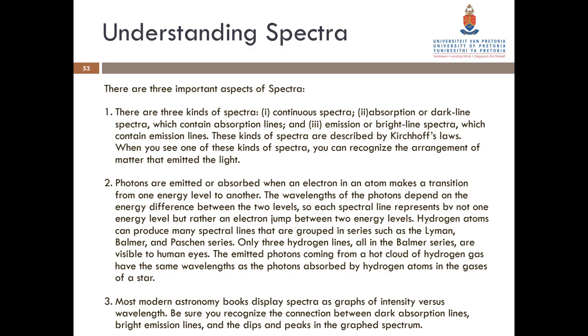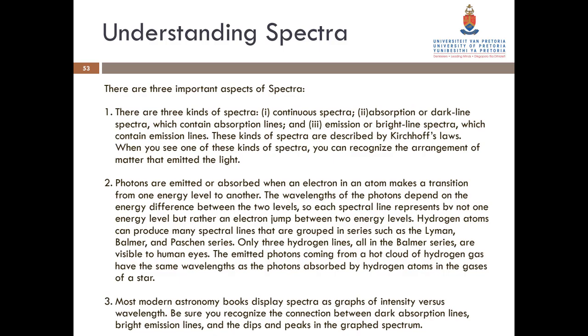Hydrogen atoms can produce many spectral lines that are grouped in series, such as the Lyman, Balmer, and Paschen series. Only three hydrogen lines, all in the Balmer series, are visible to human eyes. The emitted photons coming from a hot cloud of hydrogen gas have the same wavelengths as the photons absorbed by the hydrogen atoms and gases of a star.